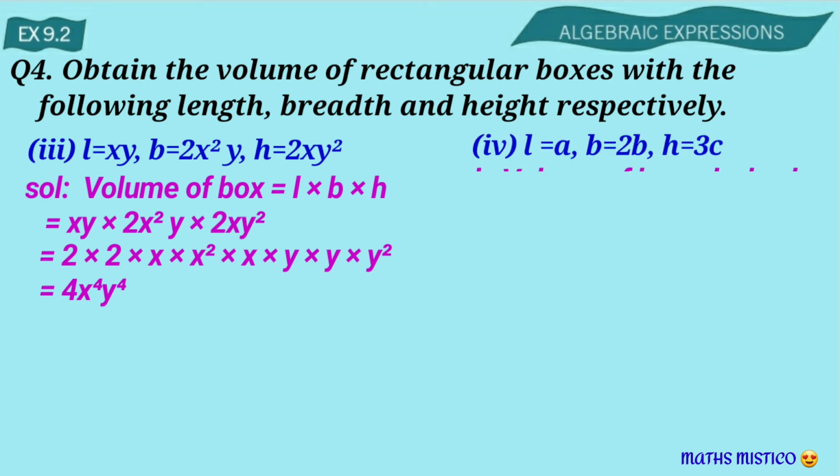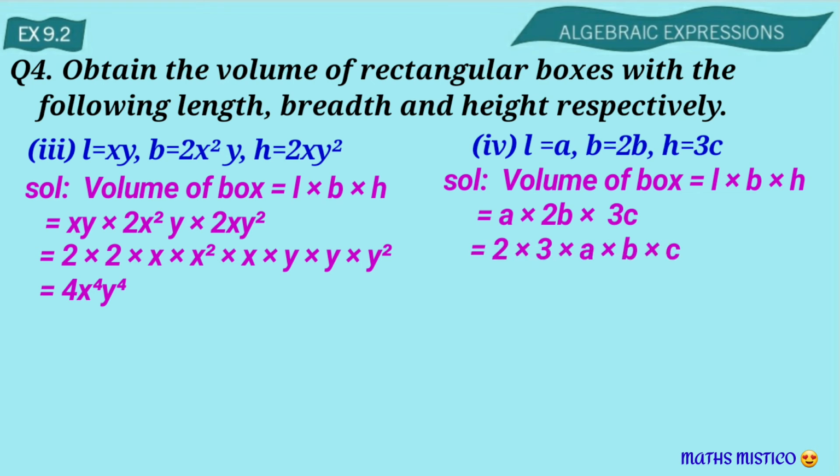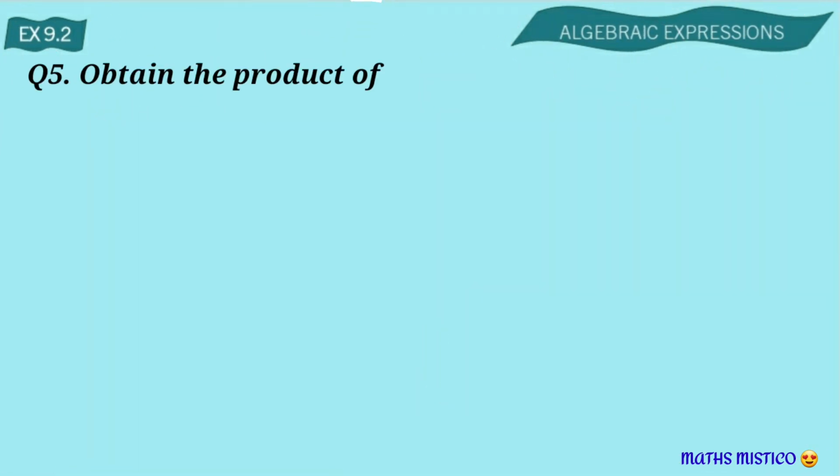In the fourth part, volume will be a into 2b into 3c, which becomes 2 into 3 into a into b into c. And finally, we get volume 6abc. Wasn't it easy? Question 5 also contains product of 3 monomials, so it will be solved in the same way.